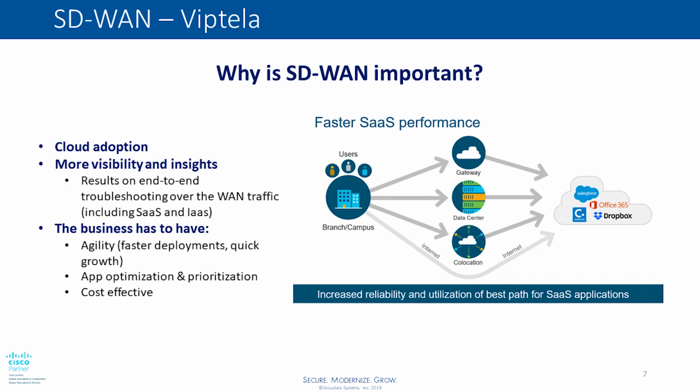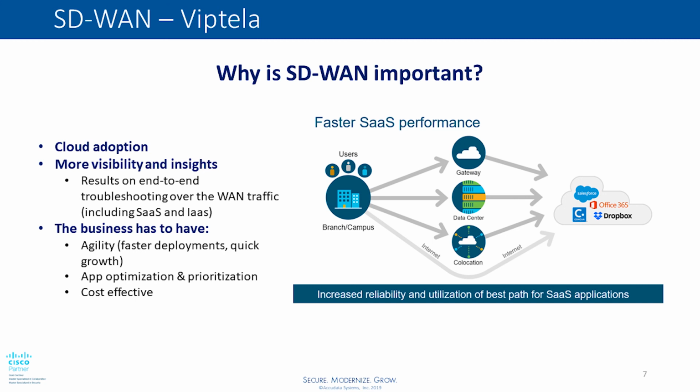So why is SD-WAN important? Nowadays, cloud adoption is present. Most enterprises are moving to software as a service applications or even infrastructure as a service applications. And that traffic, sometimes it's lost. We don't have control of that traffic. If you have SD-WAN on top of your network, you're going to gain more visibility and insights on all the traffic that goes end-to-end from your network all the way to the software as a service or the infrastructure as a service.